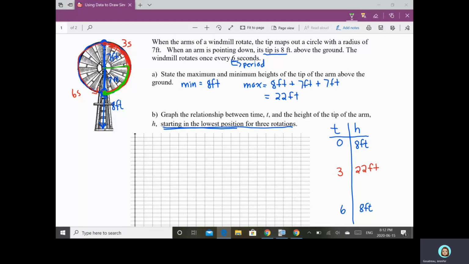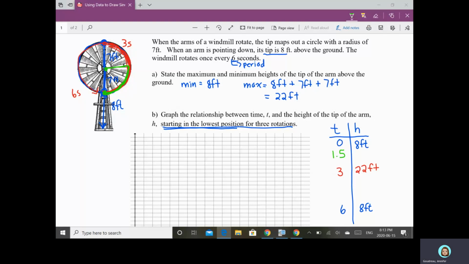Well, it's going to take us a quarter of 6 seconds, which would be 1.5. You can also see that even if we look between the 0 and the 3, if it takes us 3 seconds to get halfway around, it takes us 1.5 seconds to get a quarter of the way around. Well, what's our height there? We're not at the maximum. We're not at the minimum.